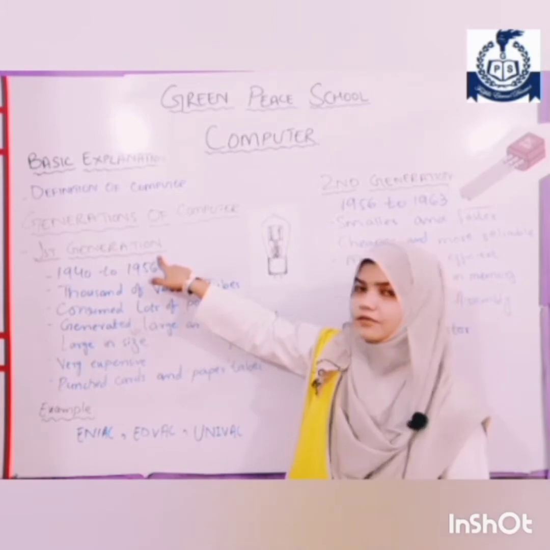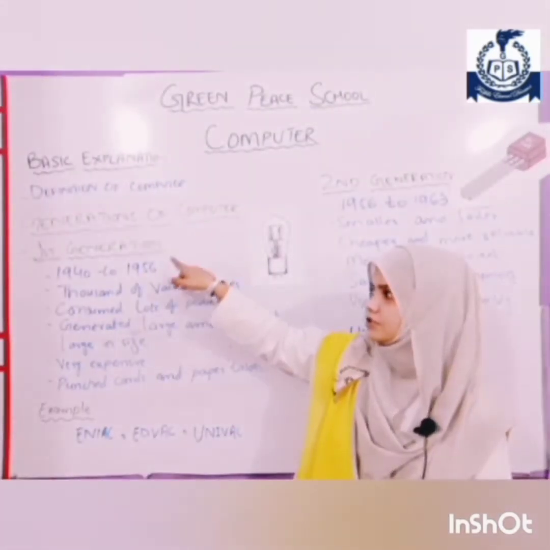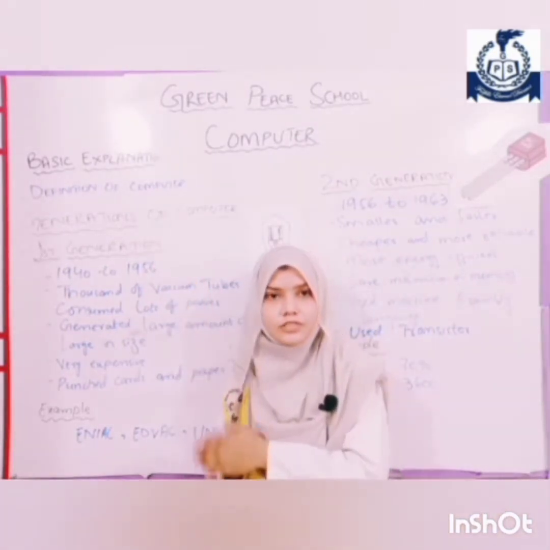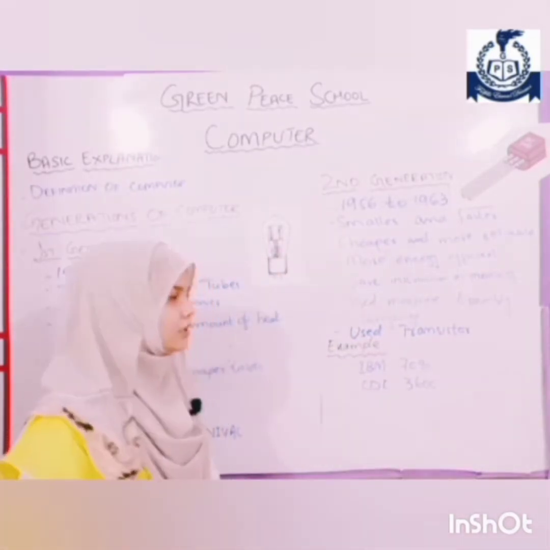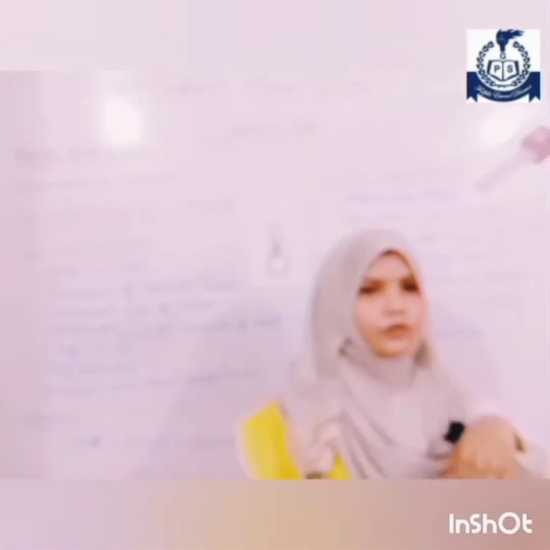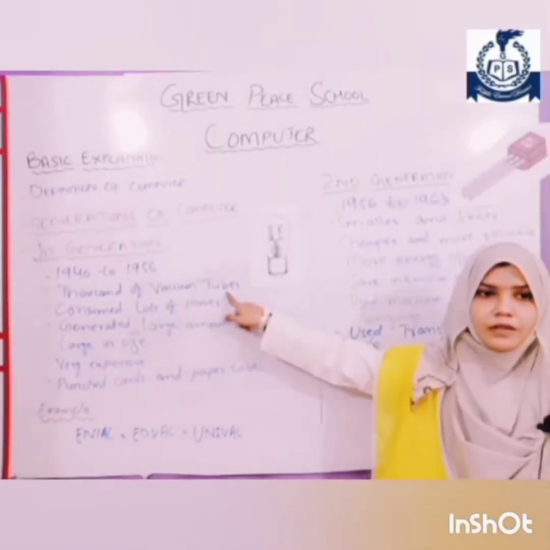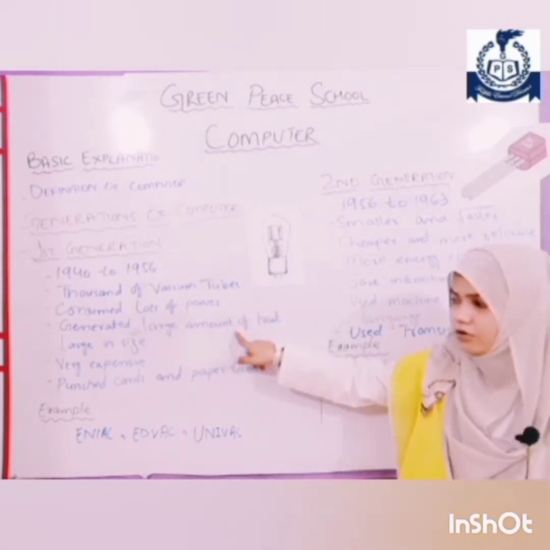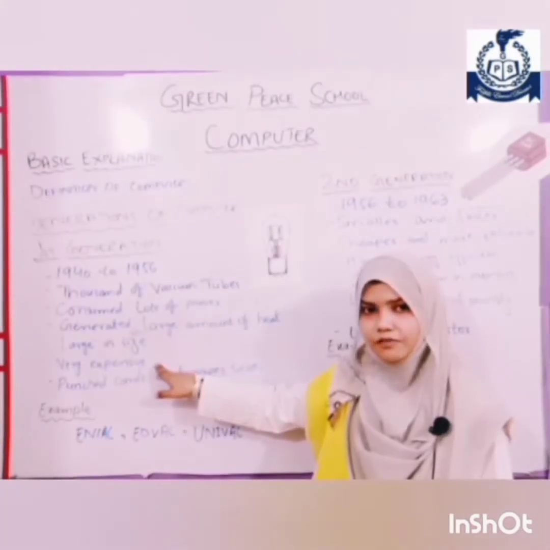Generation of computer, there is a first generation. In this class, we are going to learn about generations. So, we discuss various generations. Basically, the term generation refers to how hardware and software have evolved over time. Between 1940 to 1956, we had the first generation computers, which used thousands of vacuum tubes. As a result, they consumed a lot of power and generated a large amount of heat. They were large in size and very expensive too.